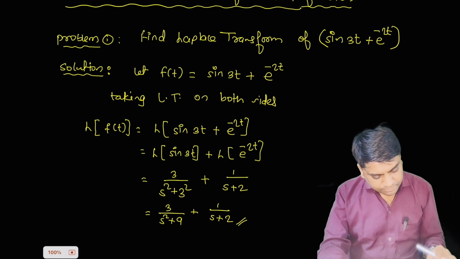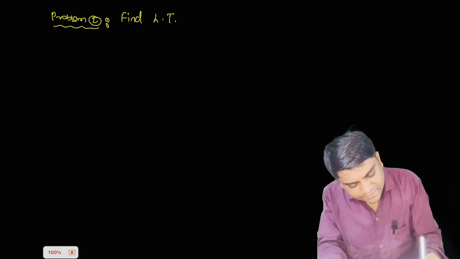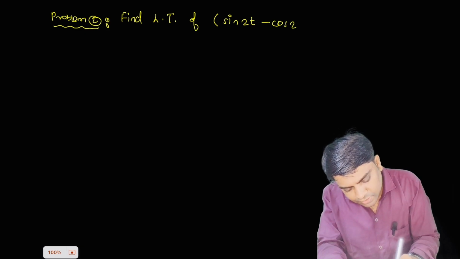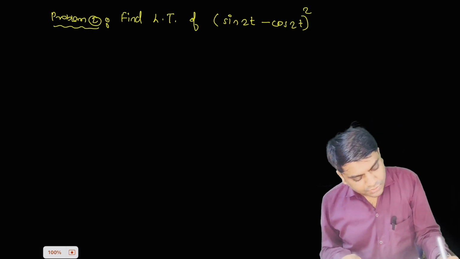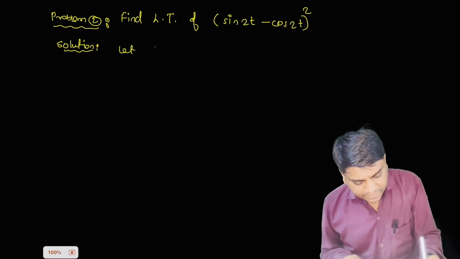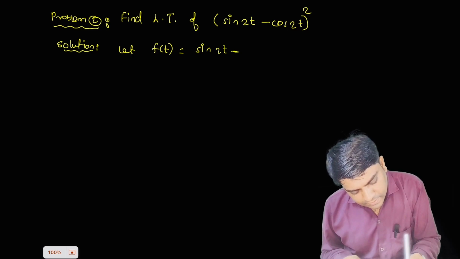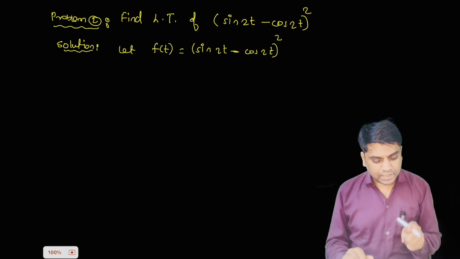Let's take one more problem. Problem number 2. Find Laplace transform of sin 2t minus cos 2t the whole power 2. So, solution. Let's define here f of t, this is the function, and we can write here sin 2t minus cos 2t whole square. Now expand it by using the formula a minus b the whole square.